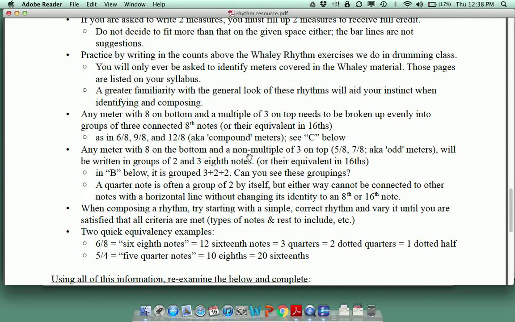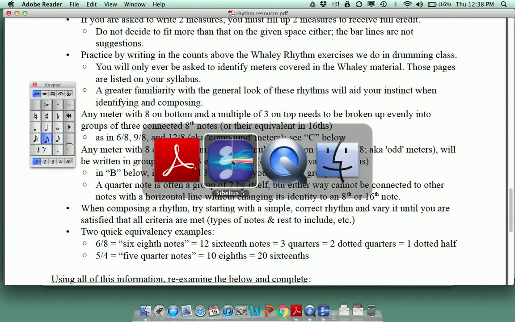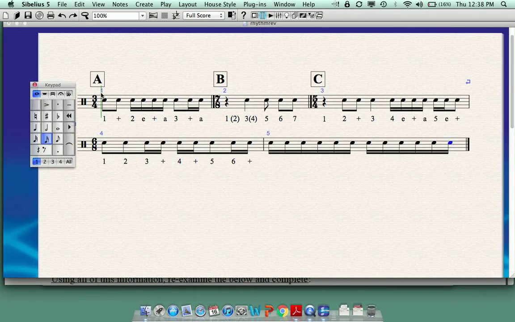Any meter with an 8 on the bottom, like 7/8, 5/8, the odd meters. Odd meaning not the opposite of even, but odd meaning unusual, irregular. They'll be written in groups of 2 and 3 eighth notes. So here is a group of 2 eighth notes. Here is, like I said before, a group of 3. It's harder to see because this isn't connected, but if it was connected, it wouldn't be a quarter note. So we have to use a little bit more of your imagination to see the 3 aspect in this measure. I understand it's not as easy and obvious.